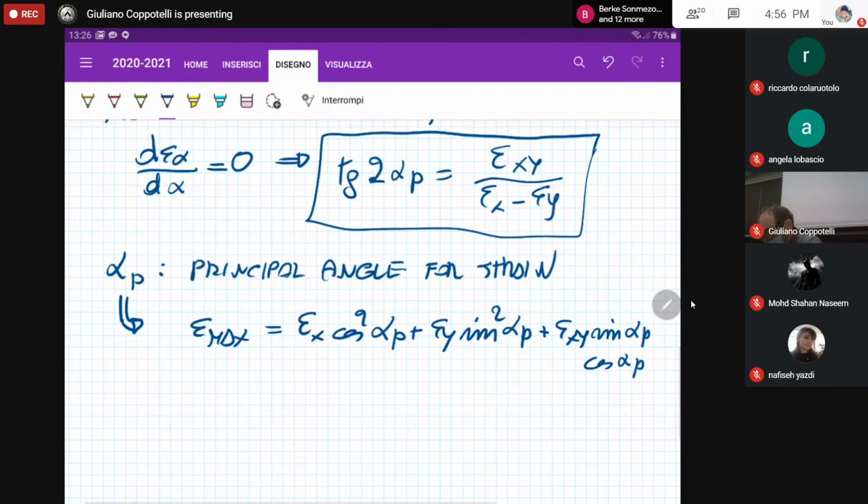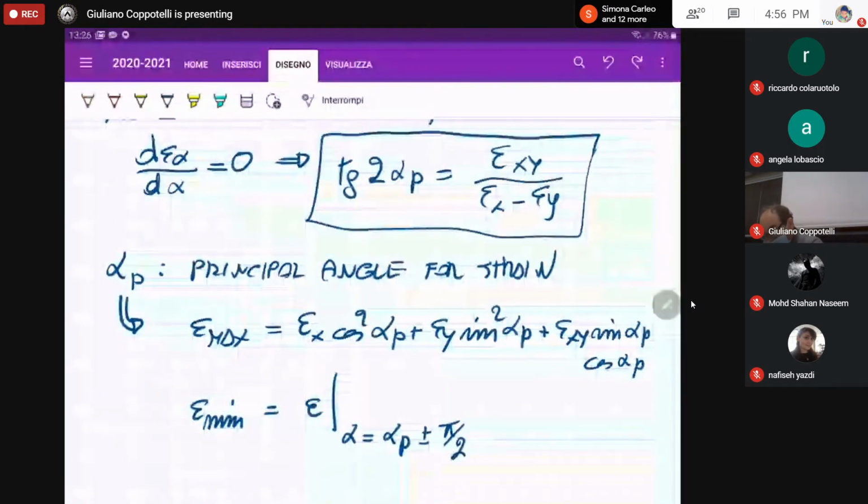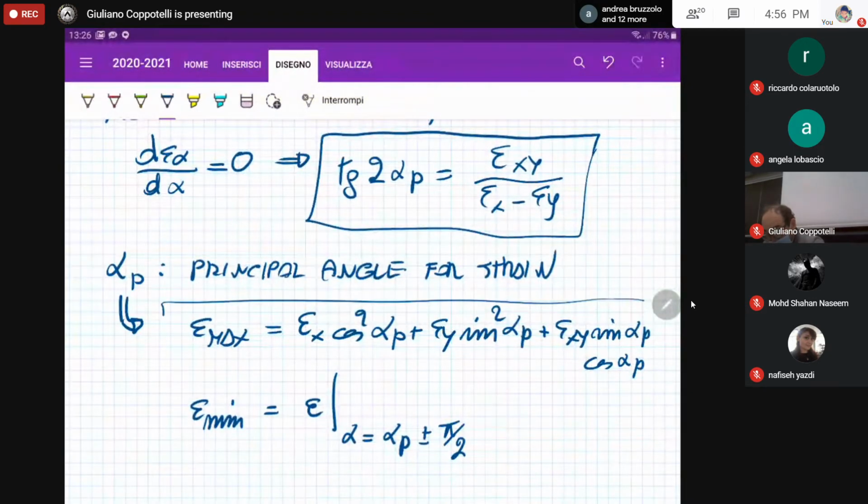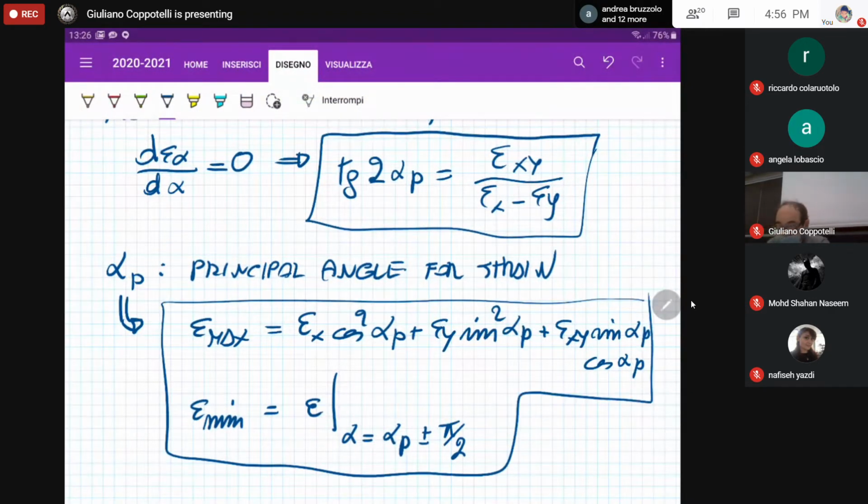Okay, and the minimum value is epsilon evaluated when alpha is equal to alpha p plus or minus half pi. Okay, so this is the answer. But from the physical point of view, what does it mean?